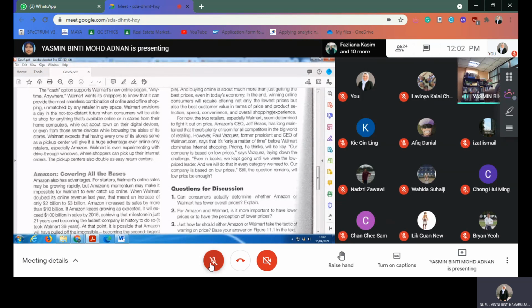Okay, this is where they say the price, product selection, speed, convenience and overall shopping experience. There we want to look at the product itself. But now there is a lot of technology that retailers can invest in. I think some retailers put in certain features. I also attended an online shopping webinar last month on that.